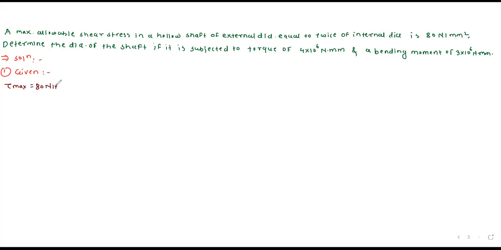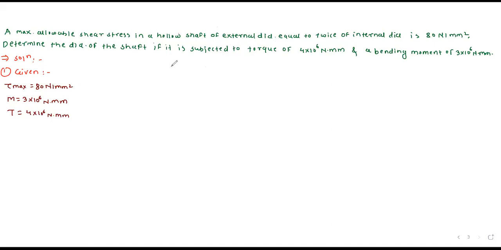80 Newton per mm square is given. Then the bending moment M is equal to 3 into 10 raised to 6 Newton mm. The next, torque T is given, which is equal to 4 into 10 raised to 6 Newton mm. And here one relation related to diameter is given.